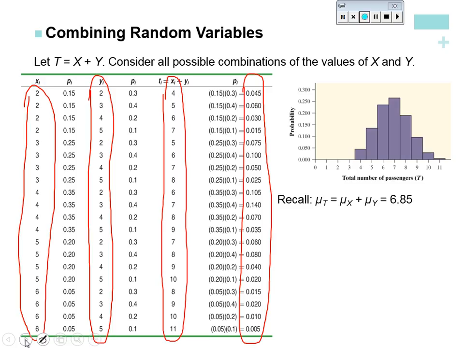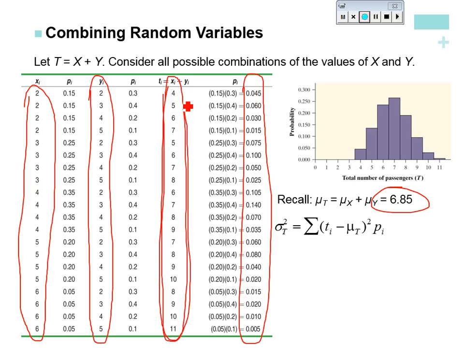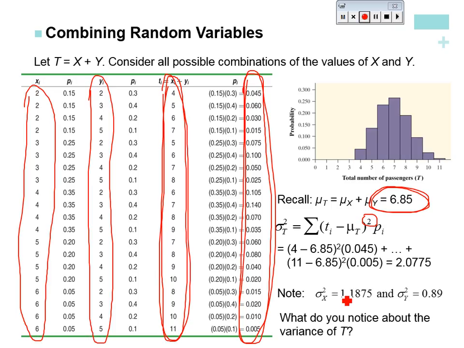So this would be the mean, 6.85, and to find the standard deviation for this, we would take each data value, which in this case would be these numbers here. We would take each one of those numbers individually, subtract the mean, square it, and then multiply each of those by their corresponding probabilities. If we do that, we would get roughly 2.0775. This number represents the variance of the combined random variable.